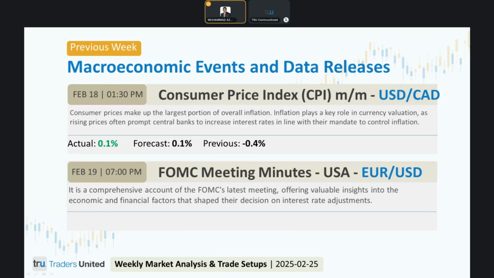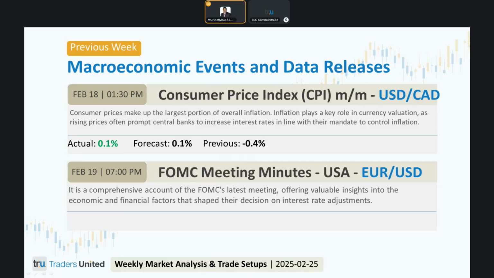Now, a hawkish tone is generally bullish for the US dollar, meaning it weakens the Euro USD in this case, and a dovish tone is generally bearish for the US dollar, meaning it strengthens the Euro USD in this case. The FOMC meeting revealed that Federal Reserve officials are adopting a cautious stance, indicating a reluctance to reduce interest rate in the near term.